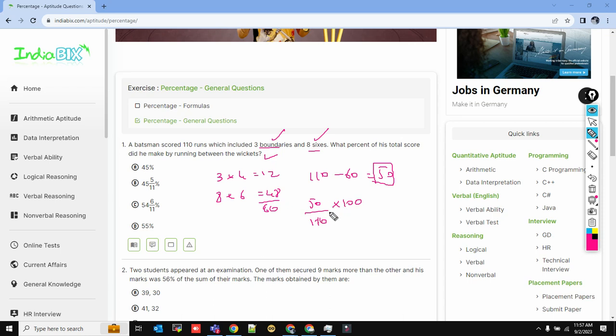So in 110, the 50 percentage will be 50 upon 110 into 100. Okay, if you calculate this, this will be 500 divided by 11. So 4 times 11 is 44, 60, 5 times 11 is 55, so 45 and 5 upon 11. So 45 5 upon 11 is the right answer.